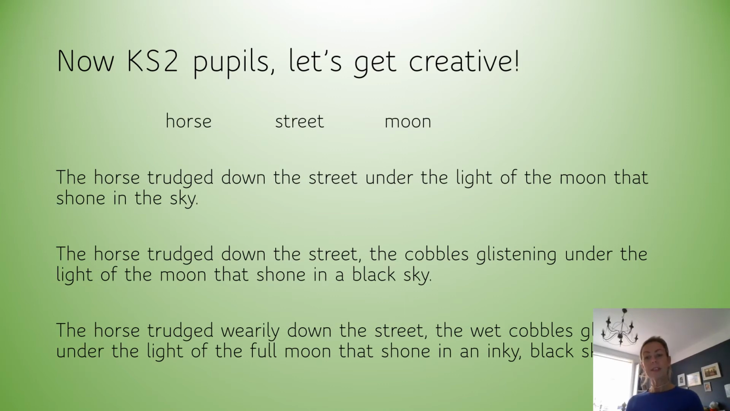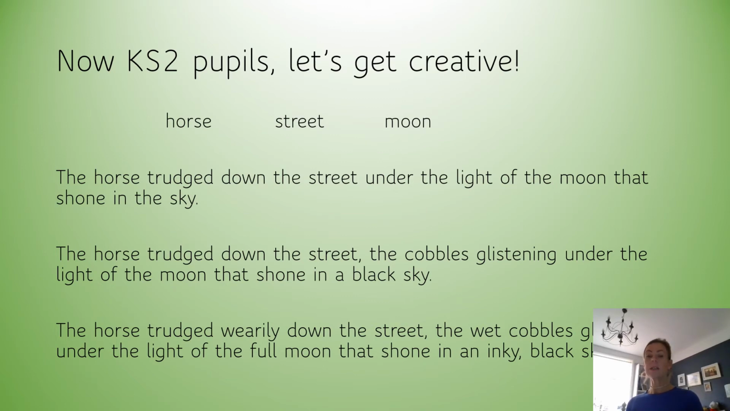Or big brothers and sisters, why don't you help little brothers and sisters? But let's get creative. So I thought of these 3 words. I had horse, I had street, and I had moon. Basic principle again. The horse trudged down the street under the light of the moon that shone in the sky.